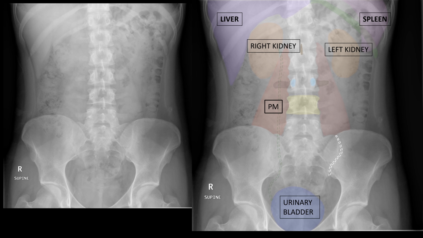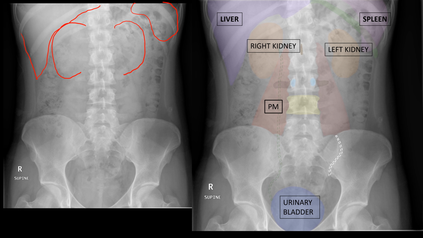In this image, we will try to identify various organs and structures. Organs give a shadow in the abdominal X-ray. Here we can identify the lower border of the liver in the right upper quadrant of the X-ray. Here we can identify the spleen. This shadow is of the right kidney. This is the shadow of the left kidney.